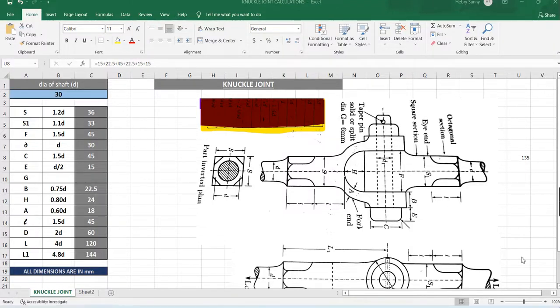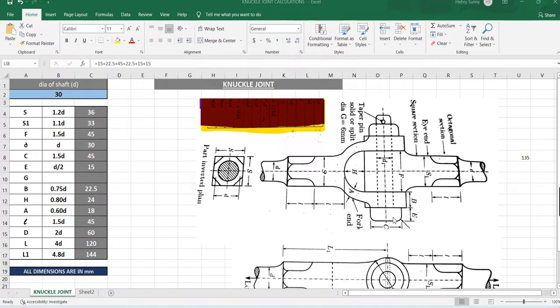In this video, I will explain how to make the pin, taper pin and collar. Pin dimensions are as follows. C is the head diameter, that is 45 mm. Thickness of the head is considered as E, that is 15 mm.